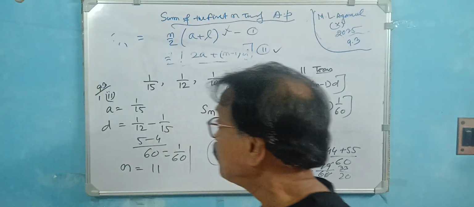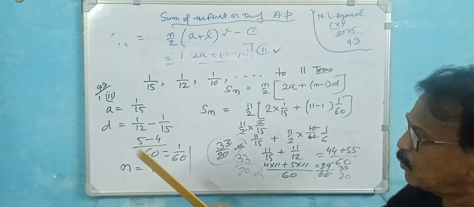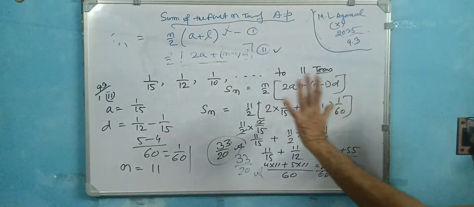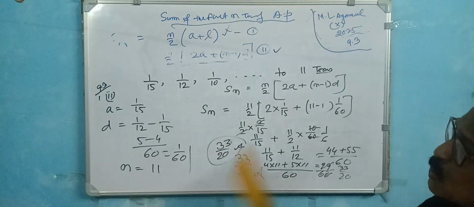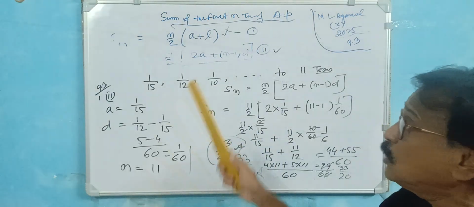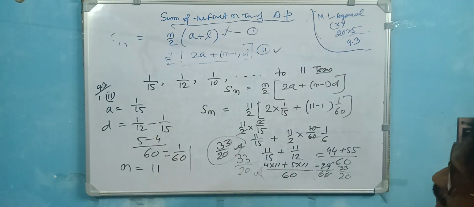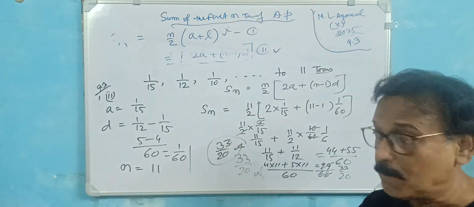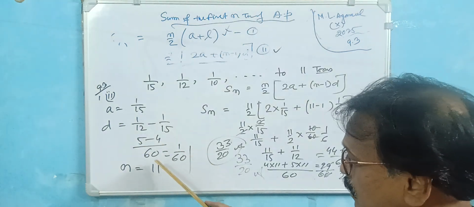So what is the sum actually? This is exercise 9.3, the 1 by 15, 1 by 12, 1 by 10, and so on up to 11 terms. From that, you see which formula to apply. There is no last term, so you just apply the formula with n, because you know the first term is 1 by 15 and from there you calculate the common difference, and n is 11. Now the calculation is very important. 1 by 12 minus 1 by 15 is 1 by 60.